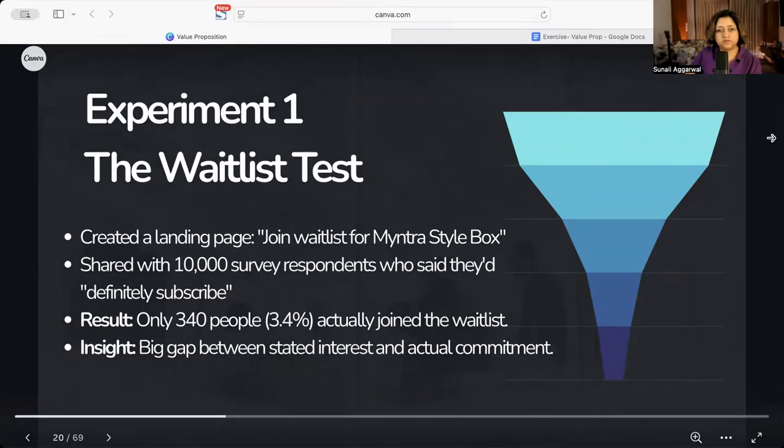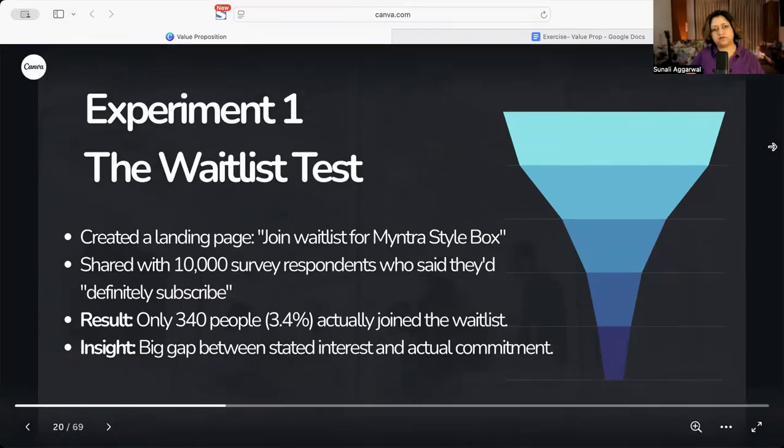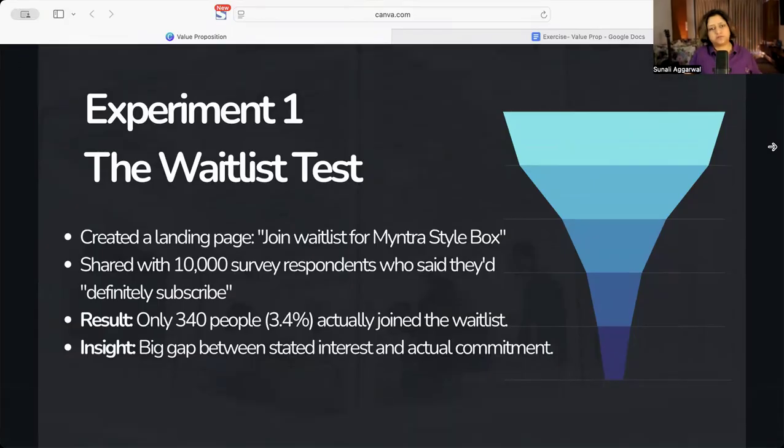Experiment one. So what they did was they started to experiment and validate with the real customers, right? So they created a simple landing page and said, okay, join the waitlist for Myntra Style Box. They shared it with 10,000 survey respondents who said they'll definitely subscribe. So you already had done the survey. Only 340 people of that, so 3.4%, actually joined the waitlist.